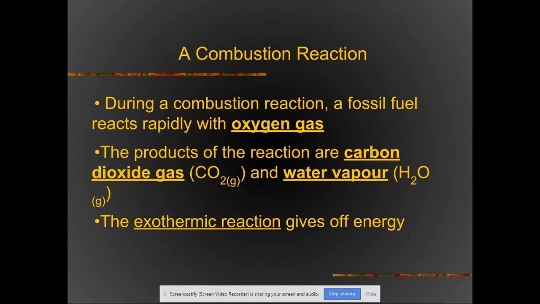Now, this is something, again, hopefully this is a review for you. During a combustion reaction, a fossil fuel reacts rapidly with oxygen gas. The products of the reaction are carbon dioxide, so CO2, and water. And these are on the right side of our chemical equation. This is an exothermic reaction. So again, this is review, because it gives off energy.